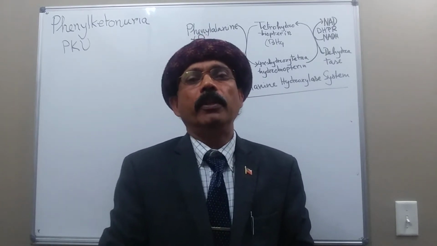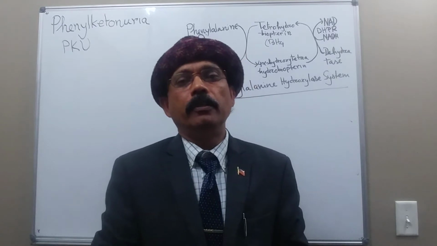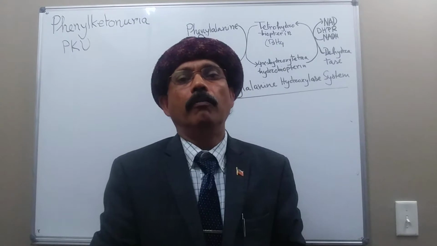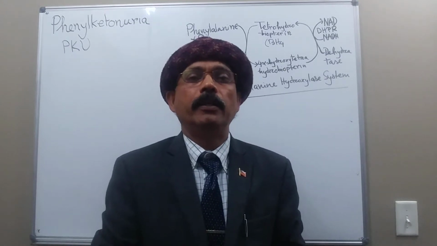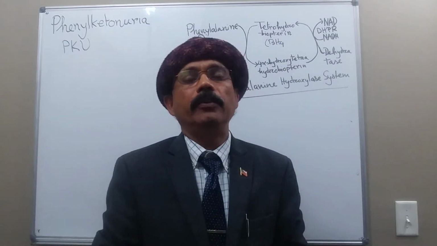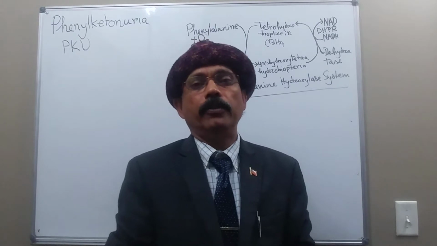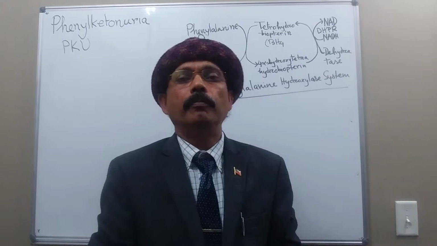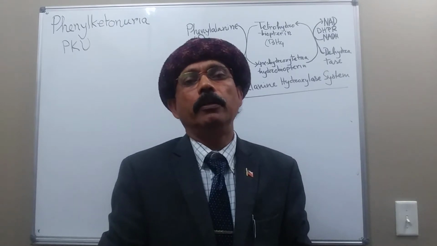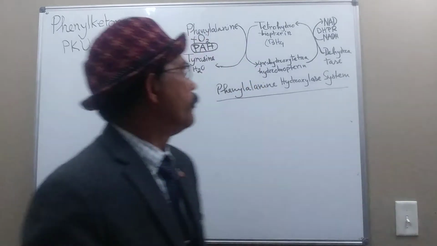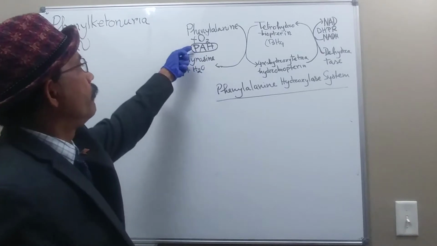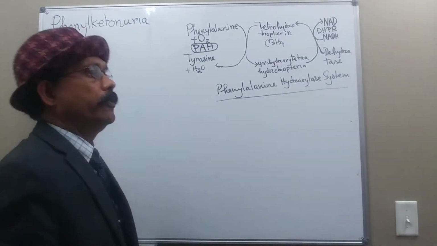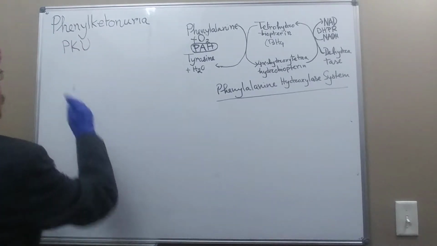Today I will discuss phenylketonuria. Phenylketonuria is a genetic disorder of defective metabolism of phenylalanine. Phenylalanine is an essential amino acid. Its metabolism is defective in PKU due to lack of an enzyme called phenylalanine hydroxylase.